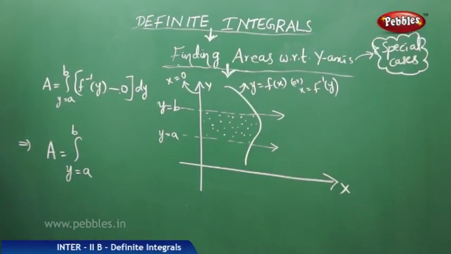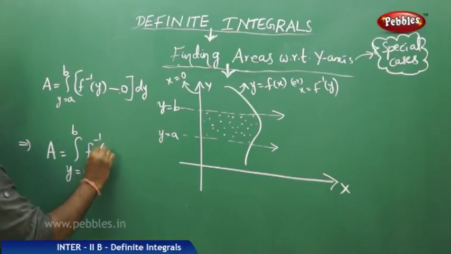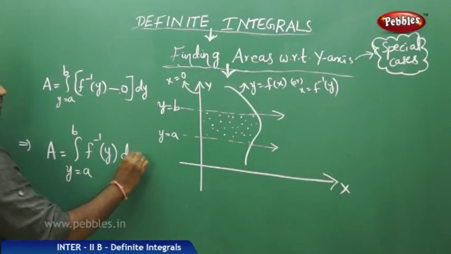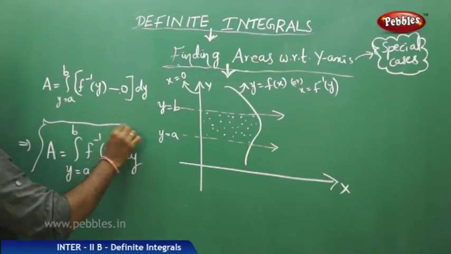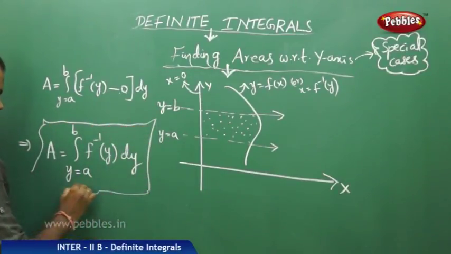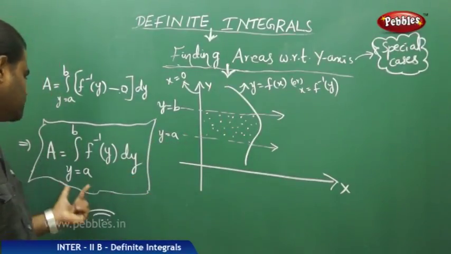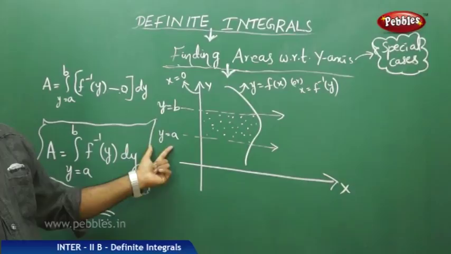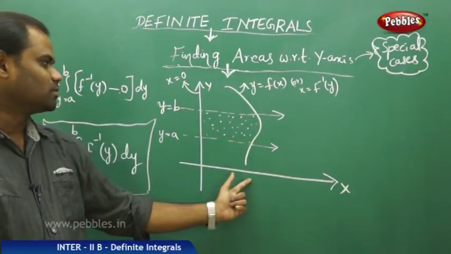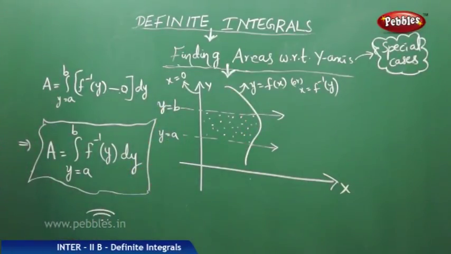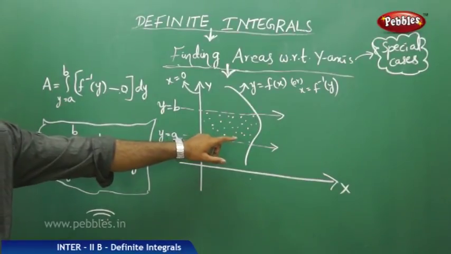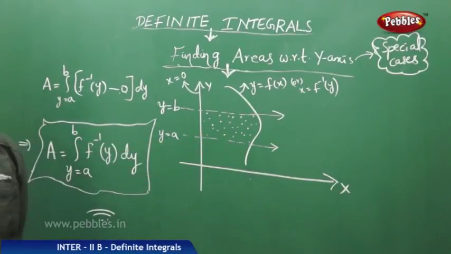So this reduces to f inverse y dy. So the area under the curve is given by the integral from y equals a to b of f inverse y dy, if the area is in this form.